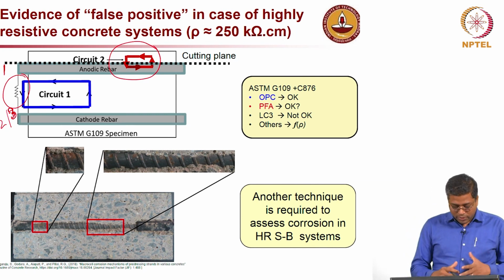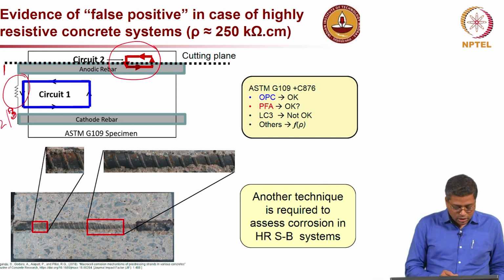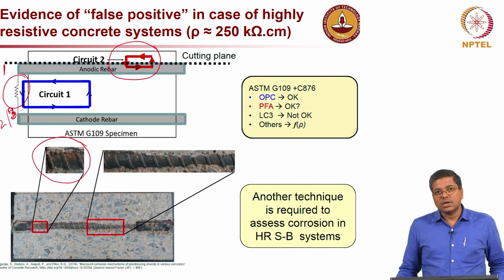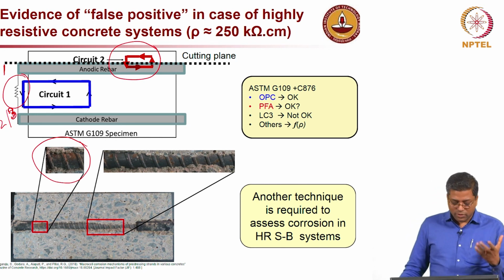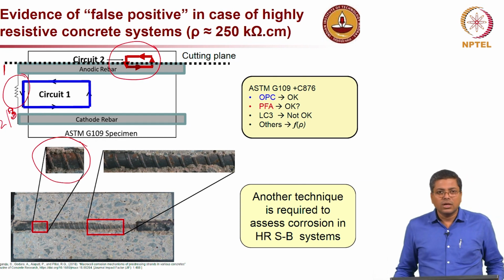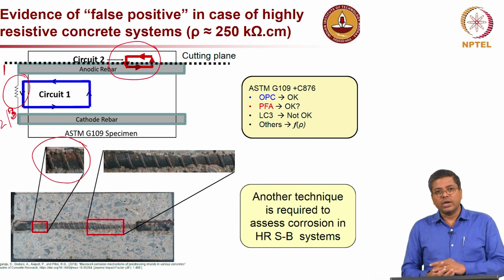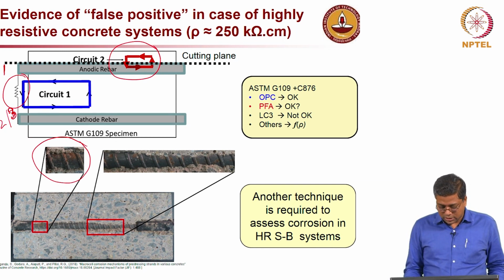How we proved it: when we opened the specimen, we could see that it was already corroding. You can see the close-up here, there is already rust on it, but the measurements taken across the resistor were not at all reliable. So, these types of tests are very good for OPC type concrete, but not good for some of the fly ash based concrete with very low water cement ratio or other higher resistive concrete systems like LC3. The higher the resistivity of the concrete, the less reliable this ASTM G109 testing is.